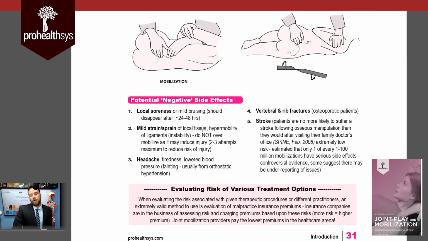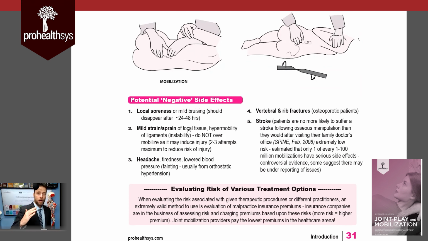Okay, potential negative side effects. Number one, by far and away the most common one is going to be mild and local soreness, with about 24 to 48 hours maximum time on that. It goes away relatively quickly. The way that I explain it to patients is I usually say there's about a 20 or 30% chance for me, because I adjust relatively soft and specific.